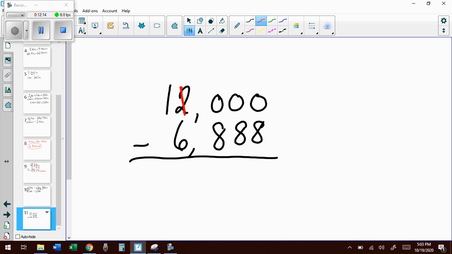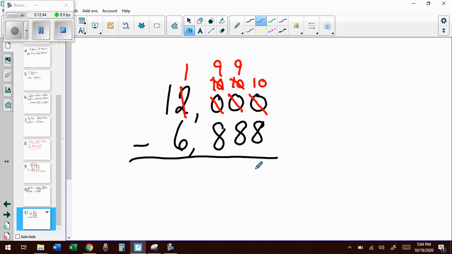I can. I'm going to take 1. Leave only 1 left. Add that 10 to right here. Does that help me here? No, so I need to do it again. Take from there. Add my 10 there. Does that help me yet? Nope. Take from the 10s. Give to the 1s. Does that help me? Yes.